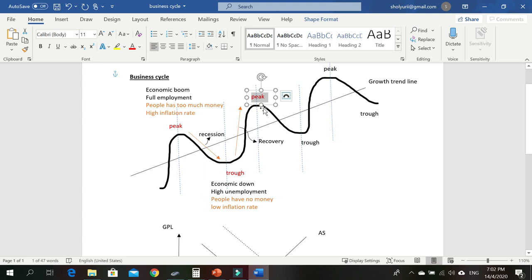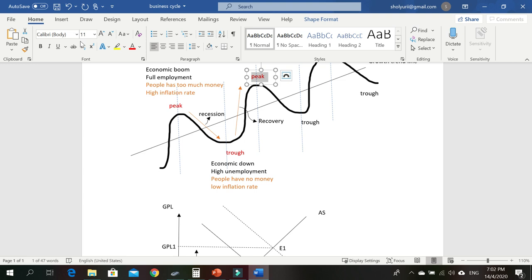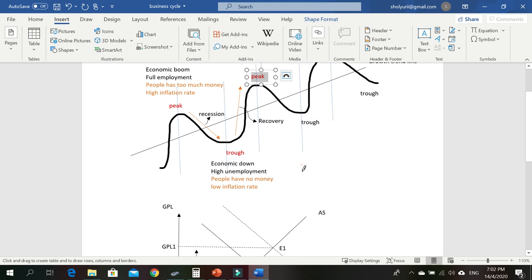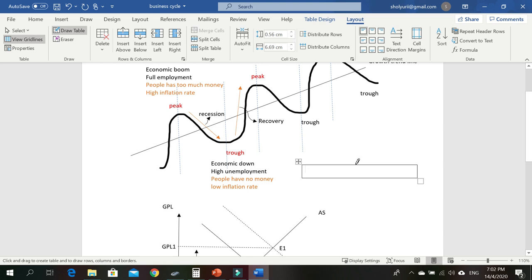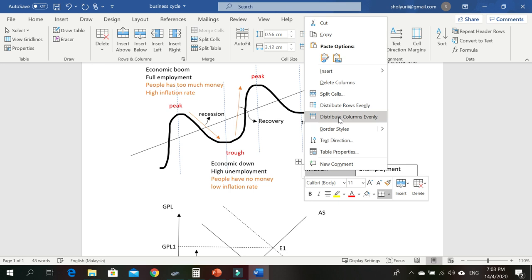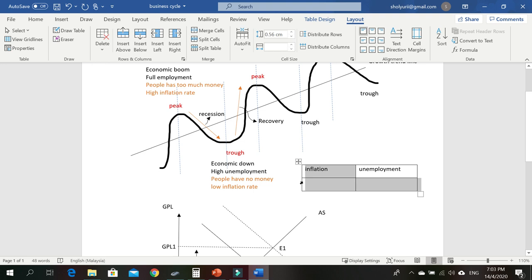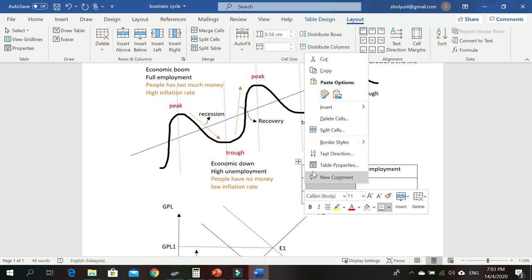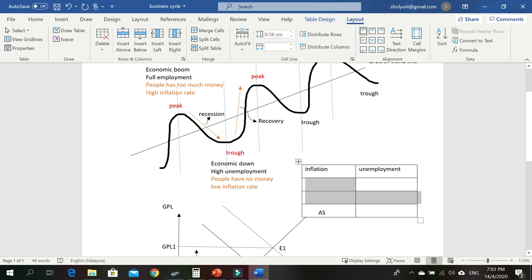Okay. So, apa yang berlaku kat sini, kita panggil dia trade-off effect. Okay. I think I will draw here. Okay. Inflation, unemployment. Okay, inflation dengan unemployment ni dia ada trade-off effect.